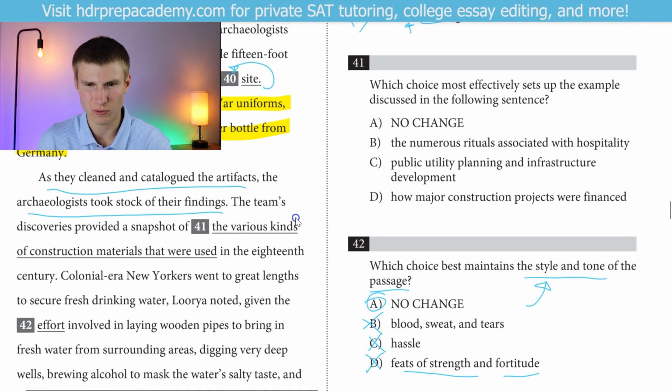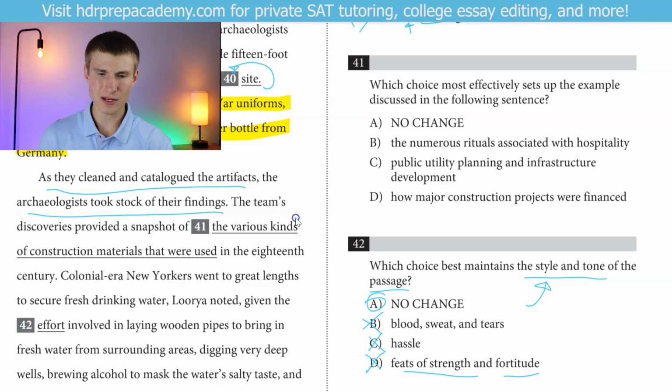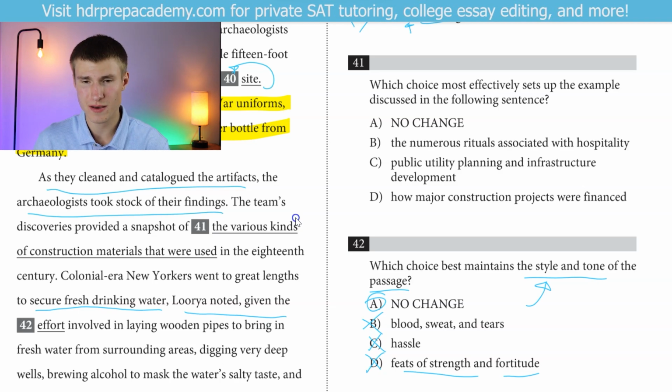All right, and then moving up to 41 now. To set up this example, obviously what we're talking about is things dealing with how the city was made years ago, how underlying infrastructure, in particular water, was built. How water pipes were made. So sort of like industrials, we want to focus in on that. So we have option A, the various kinds of construction materials that were used in the 18th century. We're not so much focused on materials as we are on how they're implemented.